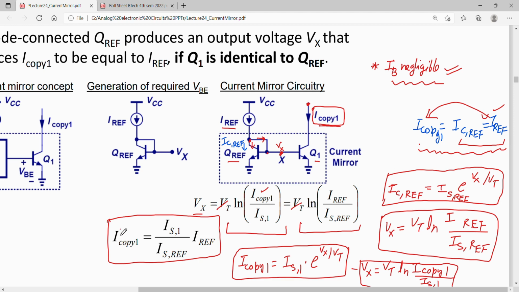Here, I copy 1 will be equal to I ref when the saturation current of both these transistors are equal. Or in other words, if these two transistors are identical, then only these two will be equal. So if they are equal, then I copy 1 will be equal to I ref. That is, this copy current will be equal to the reference current. So that means 100% mirroring. 100% mirroring is only possible if both these transistors are identical.